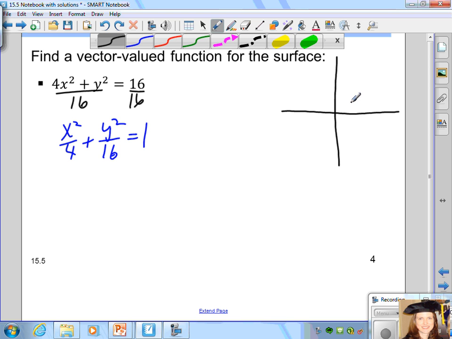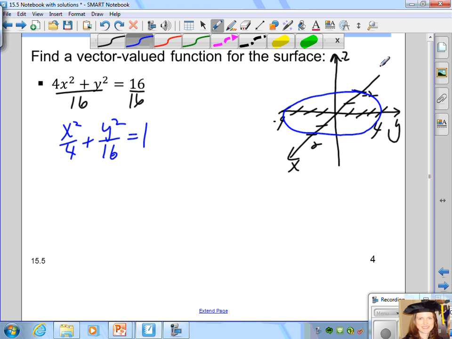So that means you would go 2 units in the x direction and 4 units in the y direction. There's your x-axis, your y-axis. There's no z in the equation, so the surface is parallel to the z-axis. The trace here is an ellipse, and we can draw another ellipse parallel, and draw vertical lines. This represents a portion of the surface.